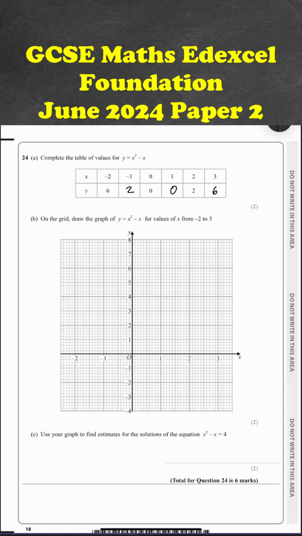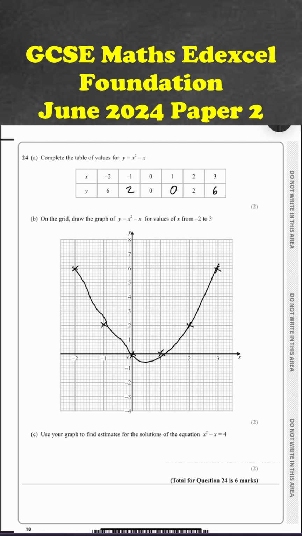On the grid, draw the graph of y equals x squared minus x for values of minus 2 to 3. So we're going to have minus 2, 6 is going to be just here. Minus 1, 2 is going to be here. 0, 0, 1, 0, 2, 2, and 3, 6. And we're just going to do a freehand, horrible line. There we go. So that's roughly the right shape, even though I've missed half the x's.